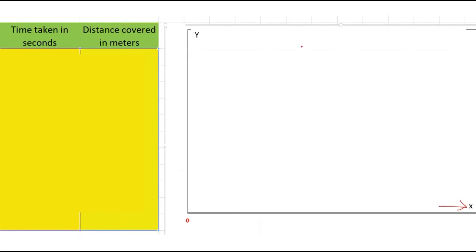Now I am using a white page and trying to draw a graph. Since values of time taken as well as the distance are given, remember that time taken will always be on the x-axis. So this is time taken and I am taking it in seconds here. The unit of time is second. Whereas on the y-axis we shall take distance.